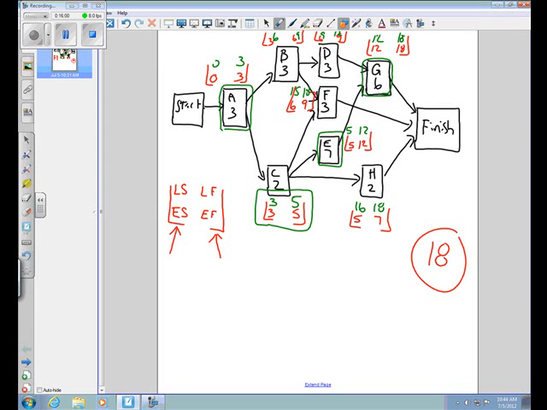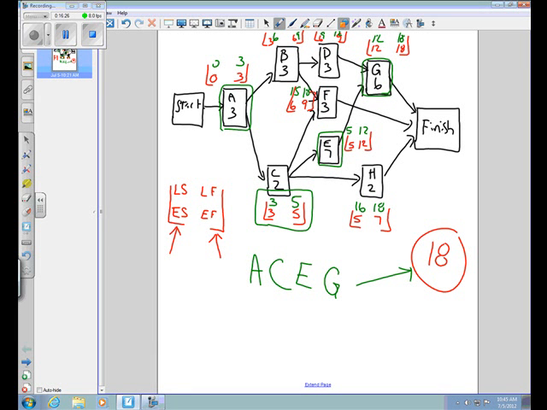Now, you'll notice that activity A is on the critical path. Okay? The critical path is A, C, E, G. Now, if we add up the duration of those activities on the critical path, 3 plus 2 is 5, plus 7 is 12, plus 6 is 18. You get the duration of the project.